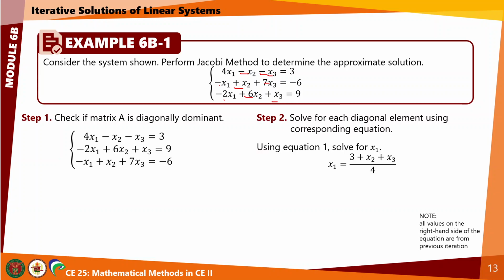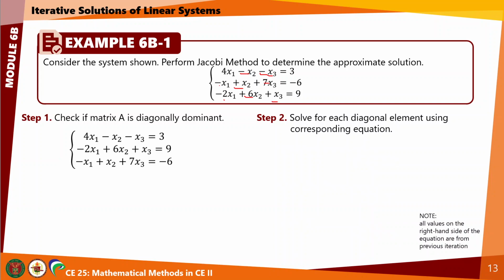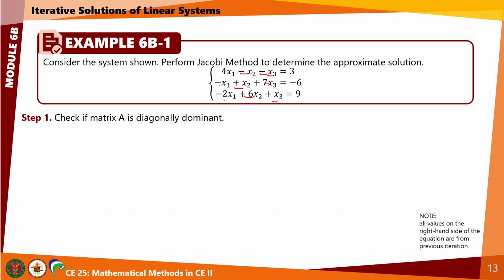Okay? So, is that diagonally dominant? Okay? Check muna natin. So, 4. Okay, we write our matrix A. Sorry, sumobra. So, our matrix A is 4, negative 1, negative 1, negative 1, 1, 7, negative 2, 6, 1.